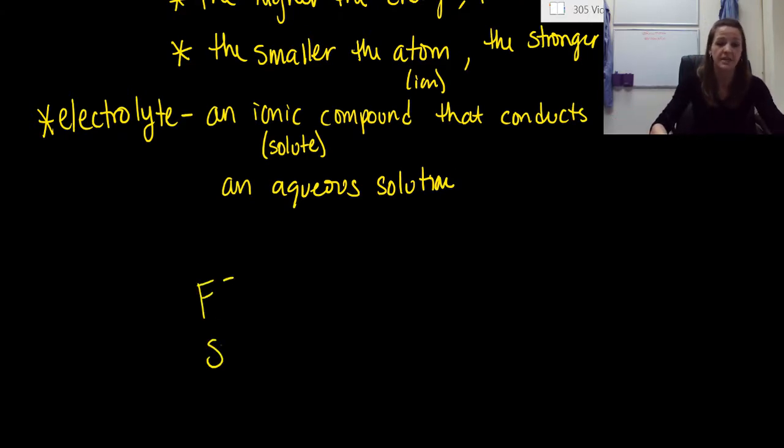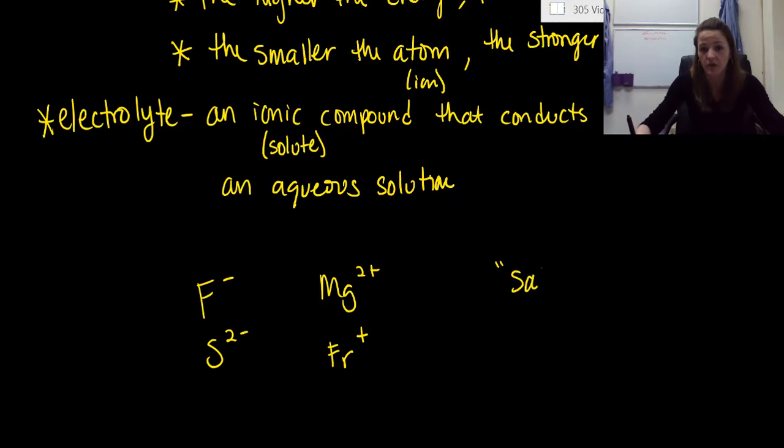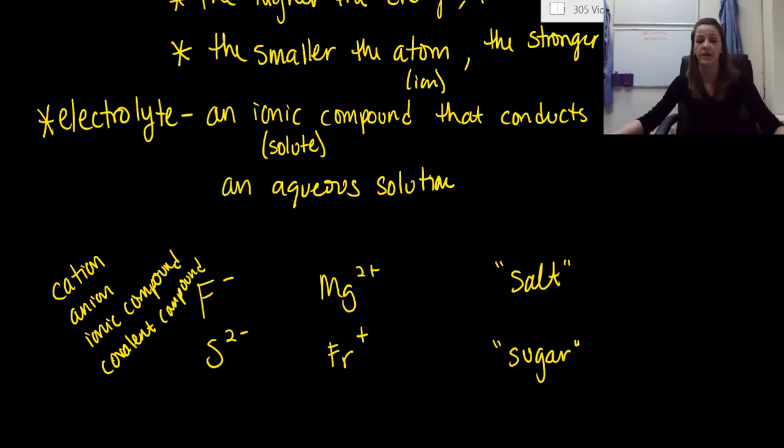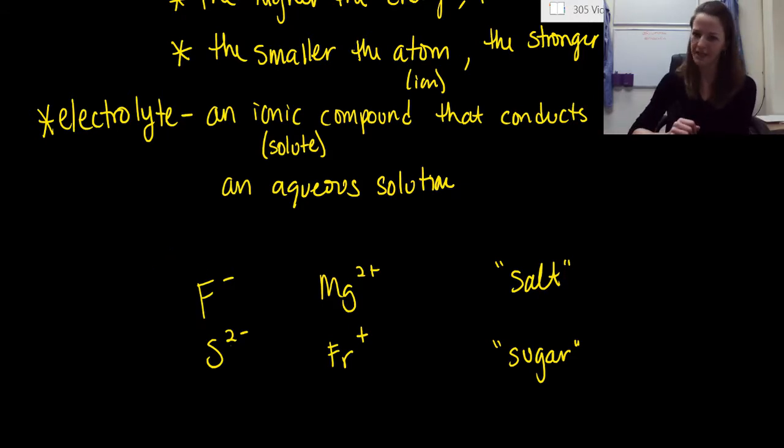So we have F-, S2-, we have Mg2+, we have Fr+, we have what is called salt, so I'm asking about table salt, and then sugar, so whatever you use for sugar when you're baking. I want you to classify these as either a cation, an anion, an ionic compound, or a covalent compound. Okay? So I either want you to say that it is a cation, an anion, an ionic, or a covalent compound. Go. All right, did you get an answer?